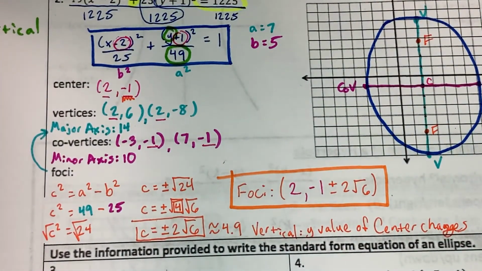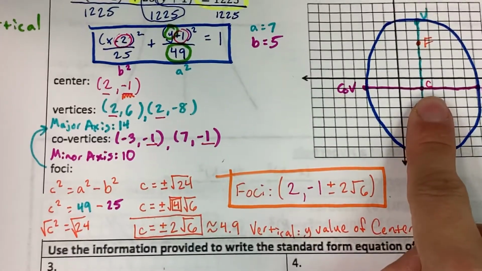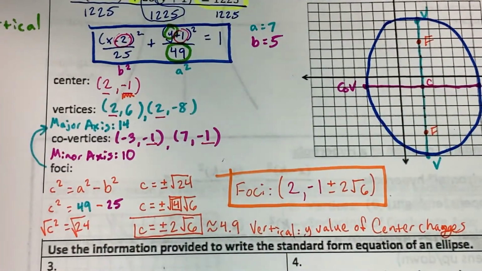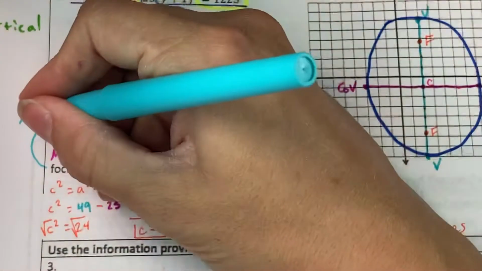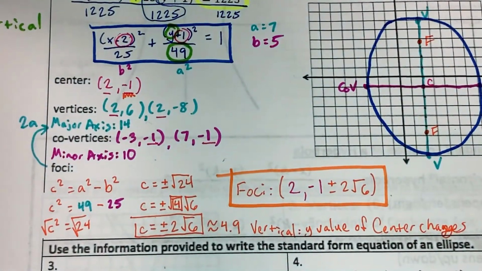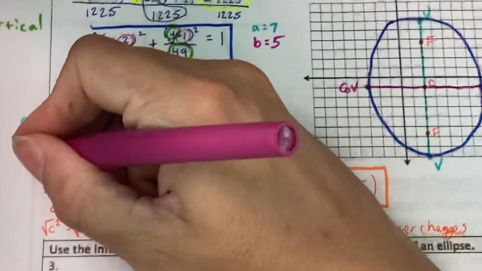All right, folks, so we can successfully graph an ellipse and pull out the key features. And just a reminder, your major axis is 2a, and your minor axis is 2b.